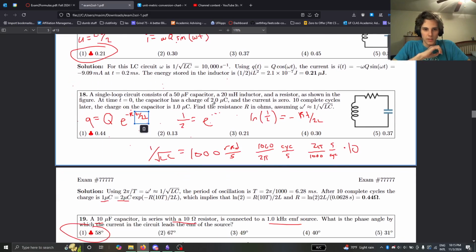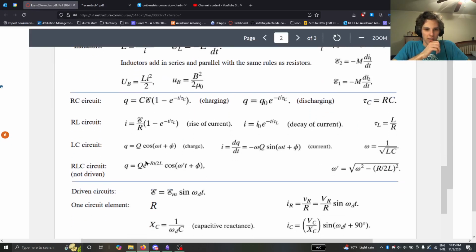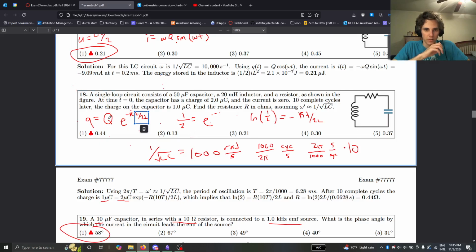And then this one here is an RLC circuit. You use this formula here, given a certain time and everything. So you're given a big Q. You do have to solve for how long it takes for 10 complete cycles to pass, which, solving 1 over the square root of LC for omega, is something you can do in these types of circuits. If you have an L and a C, instead of having it given to you, you can solve for it.